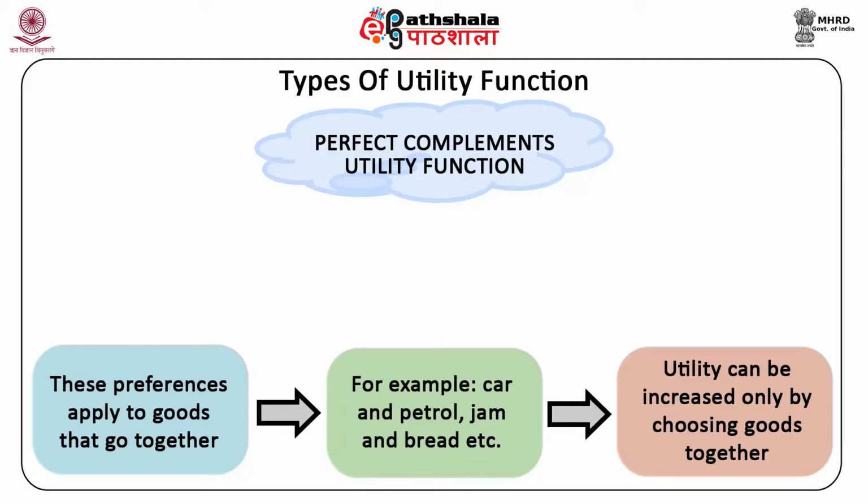This can be expressed in the mathematical form of the following utility function, that is u(x,y) equal to minimum of alpha x and beta y. Here alpha and beta are positive parameters, and the term minimum means that utility is given by the smaller of the two goods in the parenthesis.